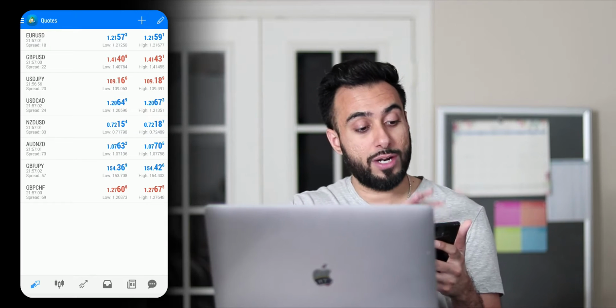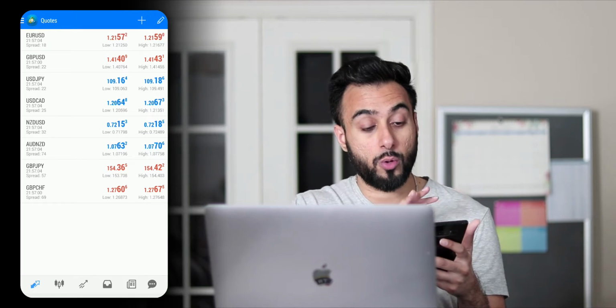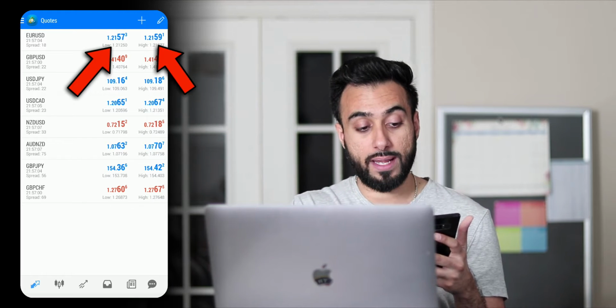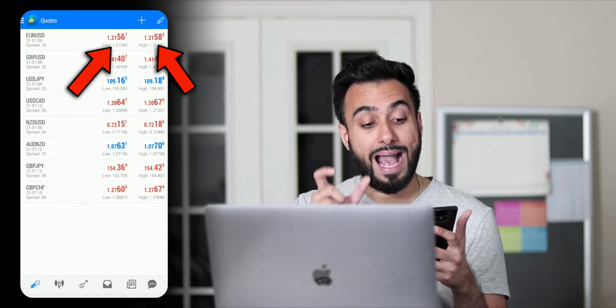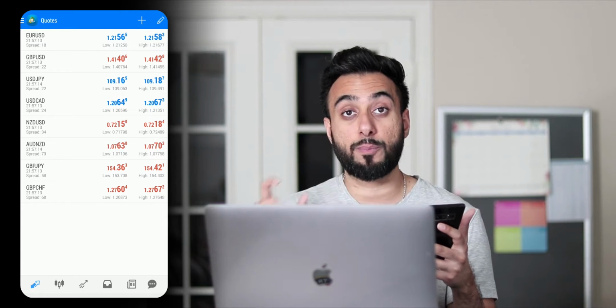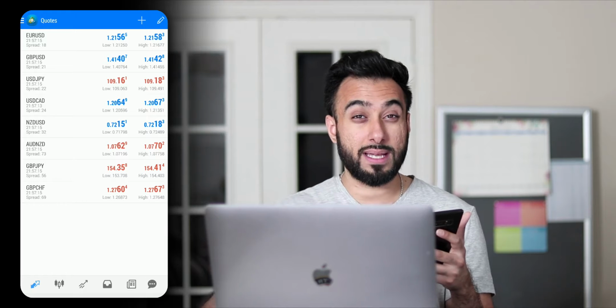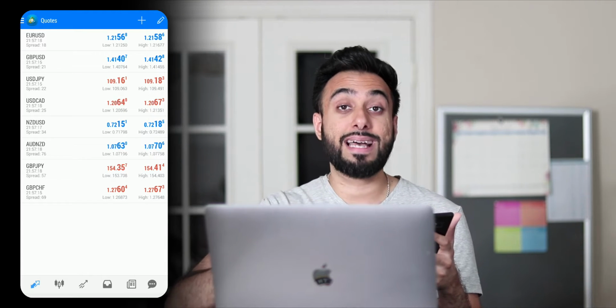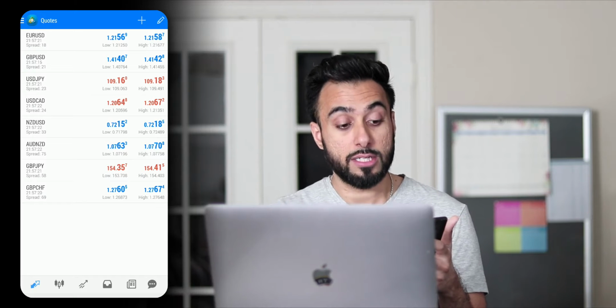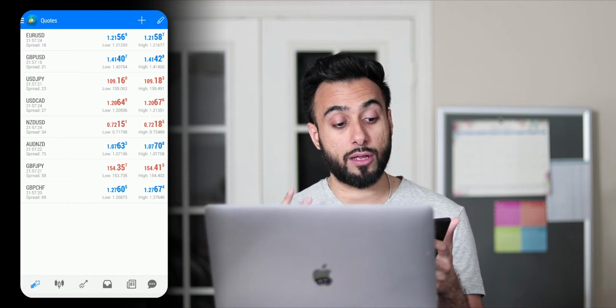So whenever you're looking at a currency pair, whenever you're looking at your quotes window, you'll notice that there's always going to be a number on the left and there's always going to be a number on the right. Now, the difference, the gap between the number on the left and the number on the right, that is how big the spread is. Now, what is the spread? The spread is how brokers and liquidity providers make their money. So they make money based off spread and commission.